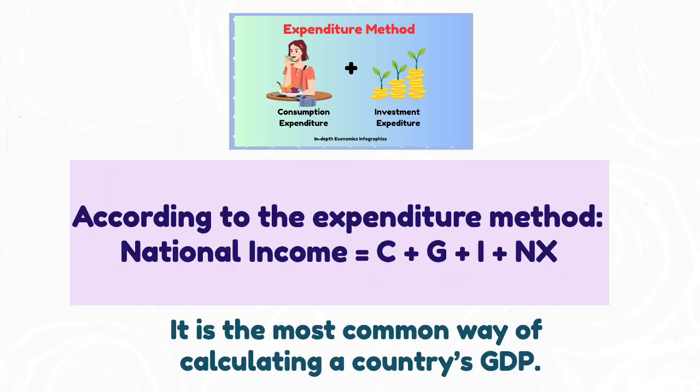So, according to the expenditure method, national income is calculated using the formula: national income is equal to C plus G plus I plus NX. The expenditure method is the most common way of calculating gross domestic product of a country.